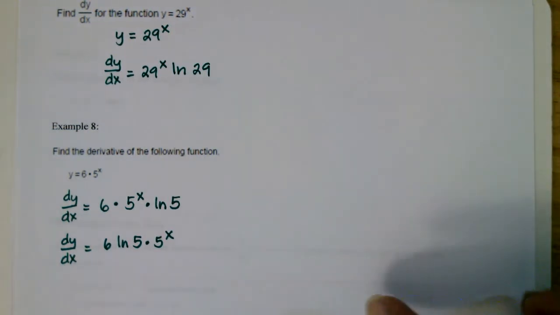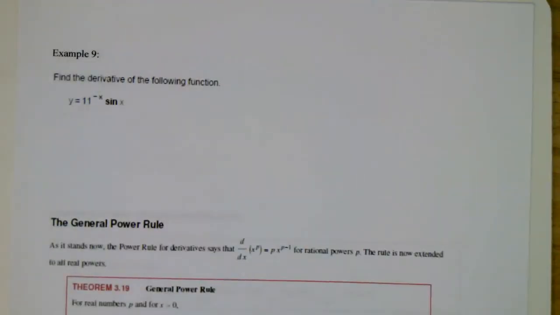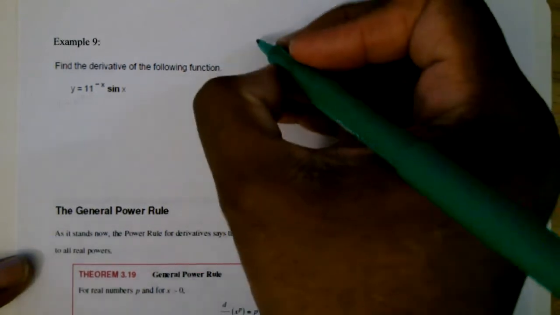Okay, on the next page is example 9. That's going to be this. Here I want to find the derivative of this function, y equals 11 to the negative x times the sine of x. This we have to use the product rule, because I got 11 to the negative x multiplied by sine of x, so I need to use the product rule. Here's how I use that product rule here.